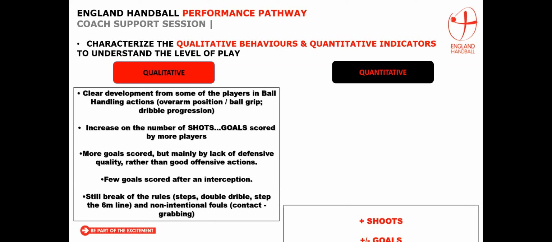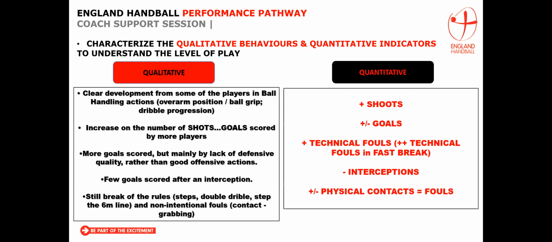Okay, how can we quantify this? A little bit like this. More shots and more goals than before, though not as many goals. Some breakthroughs, but some shots from the wings that are not always good. Still some technical fouls, mainly a lot of technical fouls in the fast break. We can see there are not enough interceptions, and the physical contacts are a little bit unstable, like you said. So what does this mean?